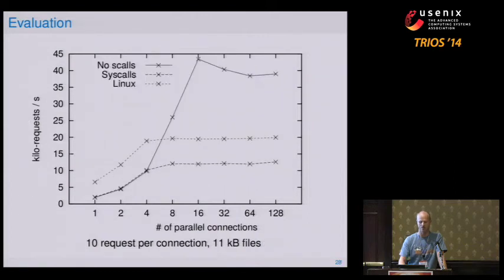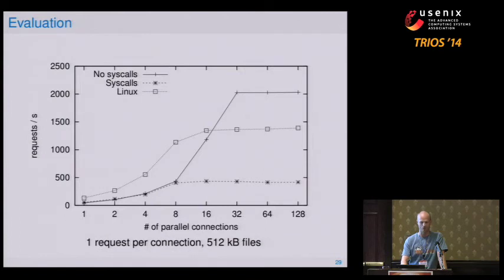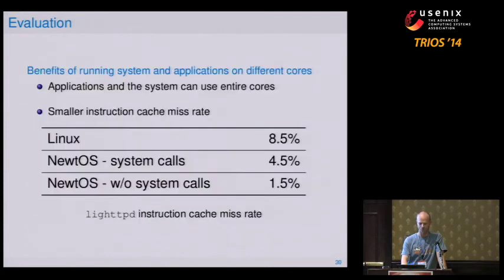And we can see a similar picture in other tests. Here we are requesting an 11 kilobyte file or a half a megabyte file. So we can see that across the range of small requests to bulk transfers. Well, we do not only benefit from the fact that we are not using system calls, we also benefit from the fact that we actually run the application on a different core than the network stack, so they do not have to compete with each other.